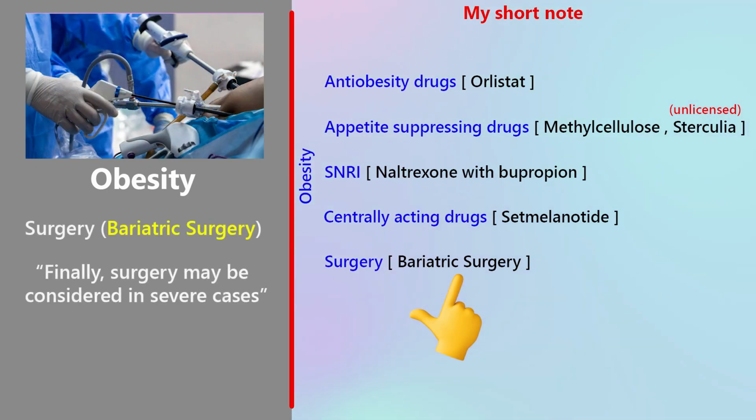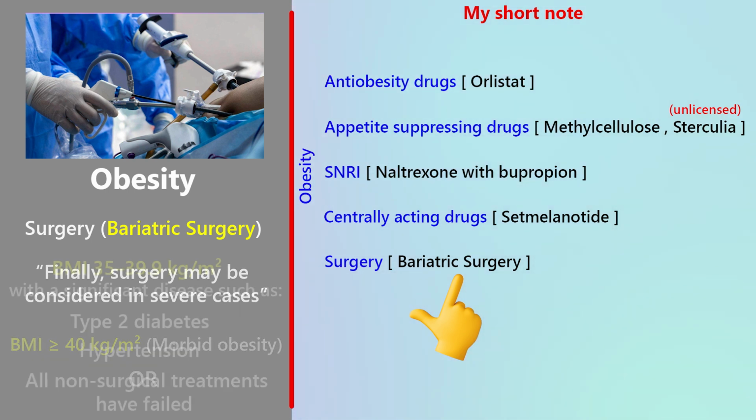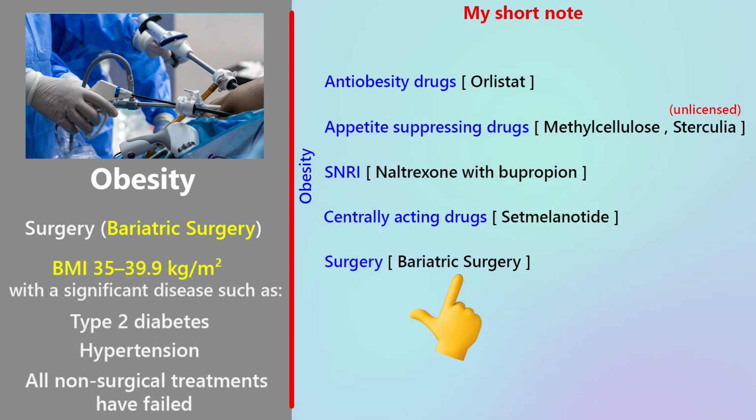Finally, let's talk about surgery. Bariatric surgery may be considered in severe cases of obesity. It is indicated when BMI is 40 kilograms per meter squared or more, which is called morbid obesity, or when BMI is 35 to 39.9 kilograms per meter squared with a significant associated disease such as type 2 diabetes or hypertension. And very importantly, surgery is considered only after all non-surgical treatments have failed.